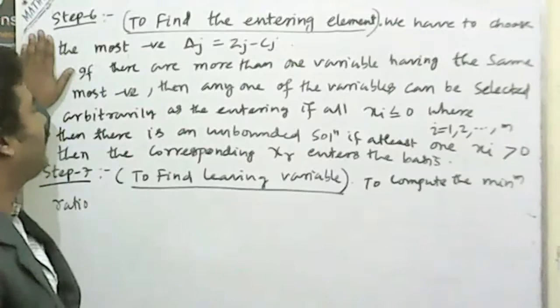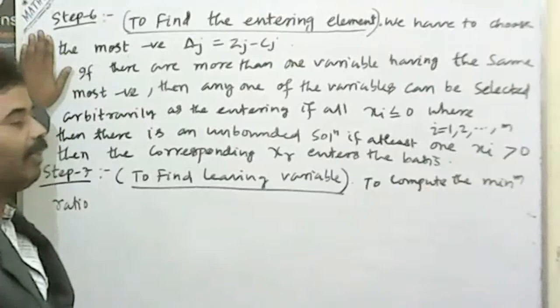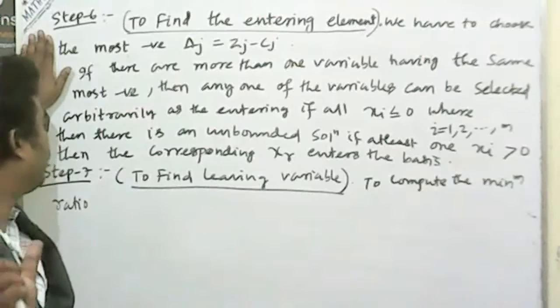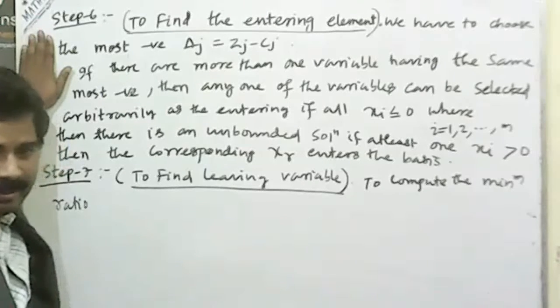If there are more than one variable having the same most negative value, then any one of the variables can be selected.